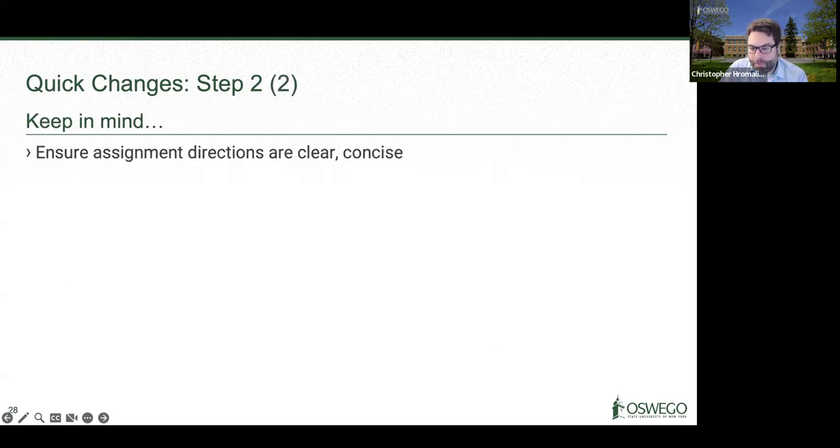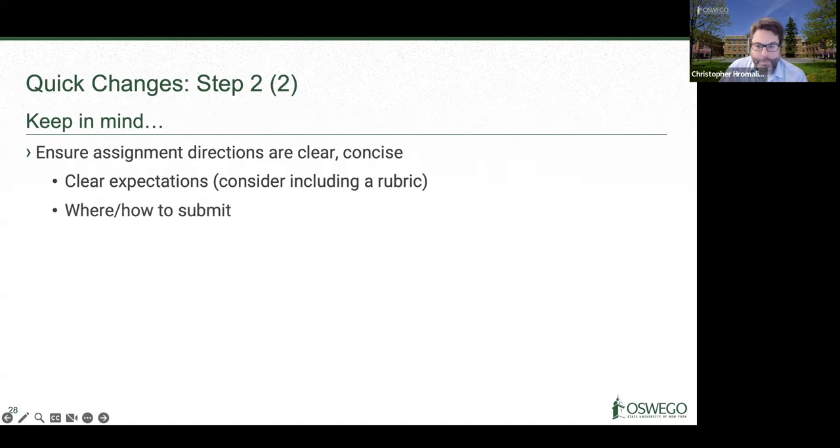And of course, the big thing about moving into asynchronous instruction is ensuring assignment directions are clear and concise. So my recommendation would be to consider including a rubric that will help to communicate the clear expectations. And in Brightspace, we can create a rubric really quickly too. Being clear about where and how to submit, as well as format, file type.